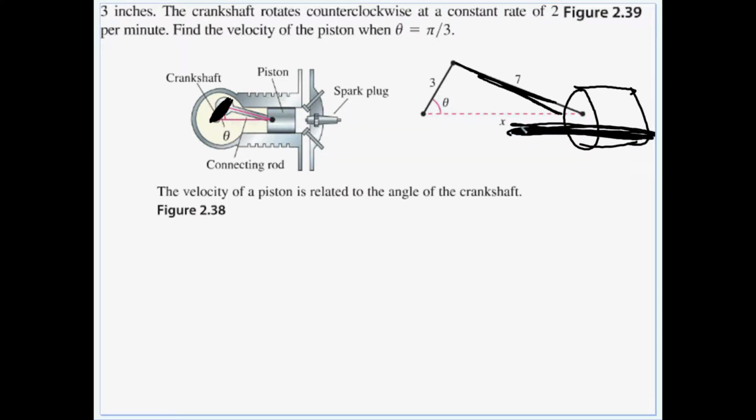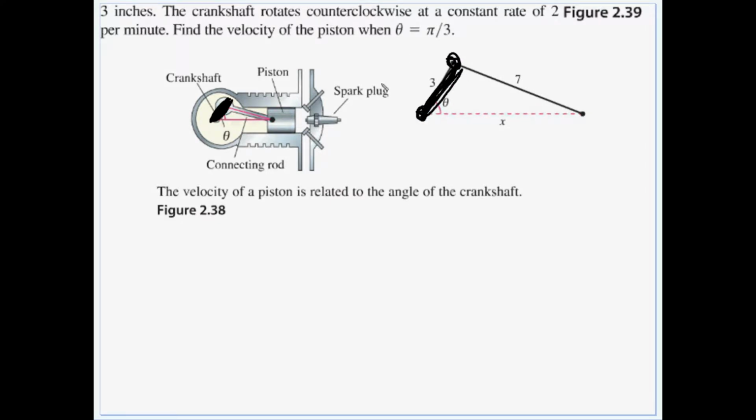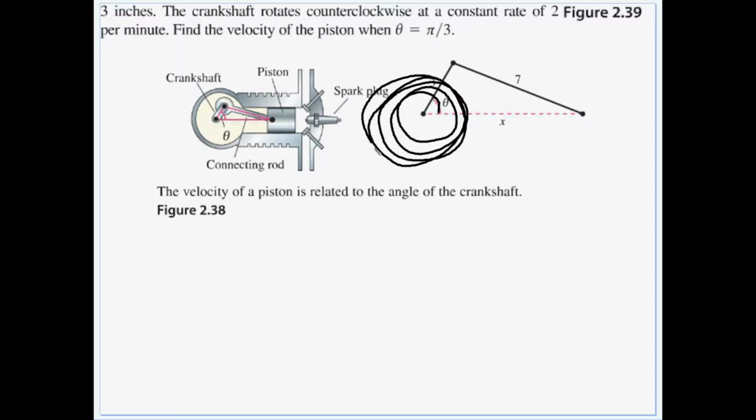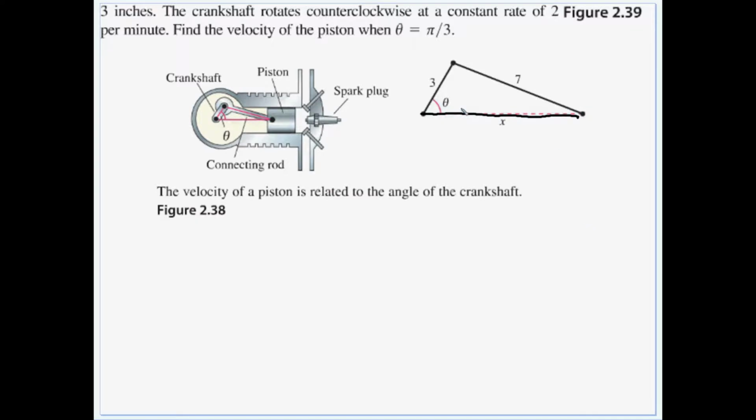This side x here is changing. Notice also this side length 3 is not changing. It's only going to be 3 inches long, but it's rotating. This side 7, the connecting rod, is also 7 here. It's not going to change at all. The things changing in this triangle are the angle as it spins around counterclockwise, and this side length x is going to change as the piston is forced forward and backward.